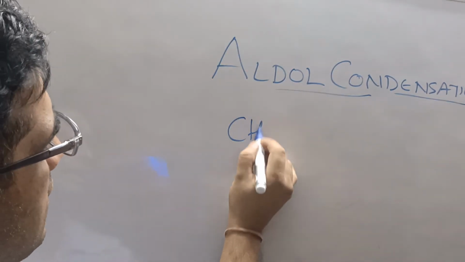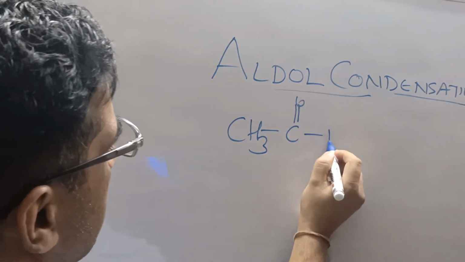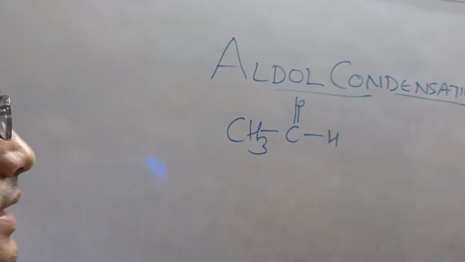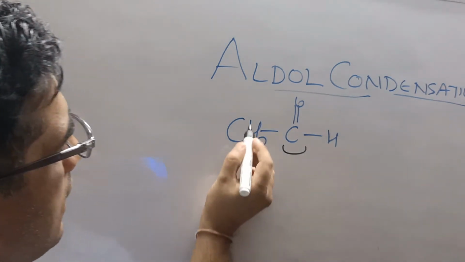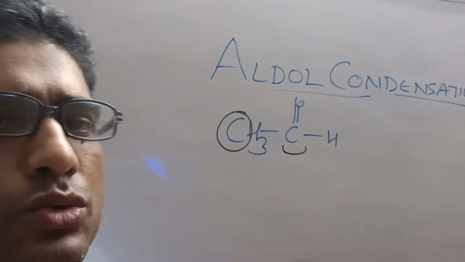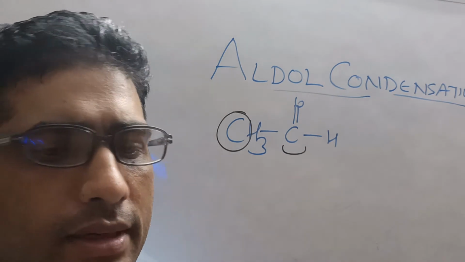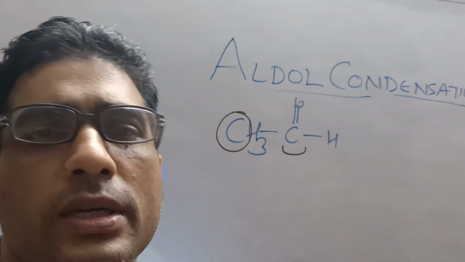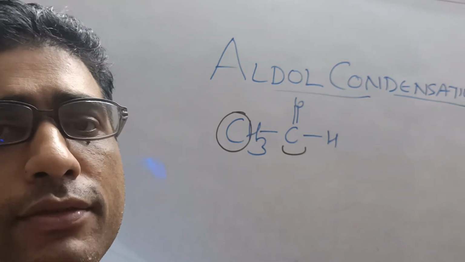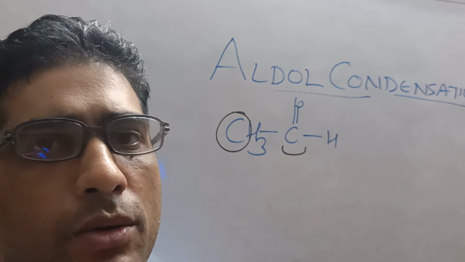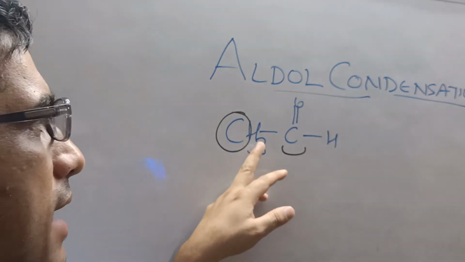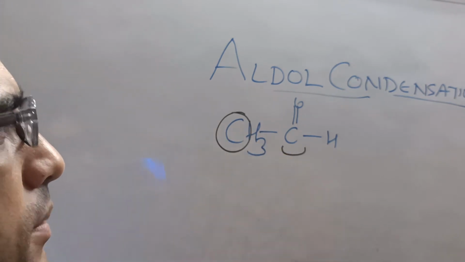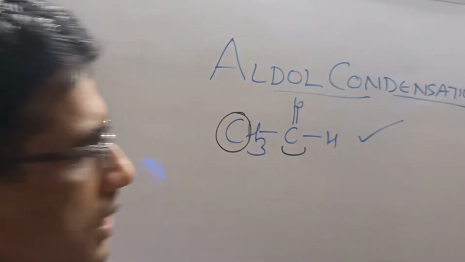Say, let us take an example of acetaldehyde. This is carbonyl carbon and it is attached to one carbon atom directly. This carbon atom which is directly attached to the carbonyl carbon atom is called alpha carbon, and hydrogens attached to this alpha carbon are called alpha hydrogen. So it is mandatory to have alpha hydrogens if aldehyde or ketone wants to show aldol condensation. In this example, this is alpha carbon and it has got alpha hydrogens. Therefore, this compound will show aldol condensation.